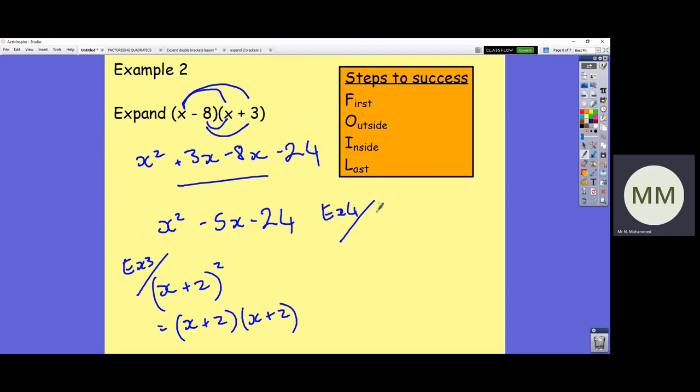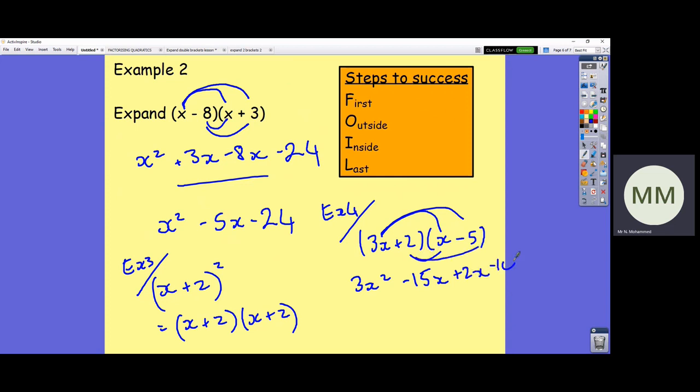The next type of question, a common question, would be where you've got 2 brackets and you're asked to expand them. One of them, the coefficient of x is a number greater than 1. So you might have 3x plus 2, and this could be a coefficient greater than 1, but I'm not going to do that. I'm going to just make it nice, x minus 5. In this case, it's 3x times x, which is 3x squared. 3x times the minus 5, which is minus 15x. Then 2 times the x, which is a plus 2x. 2 times the minus 5, which is a minus 10.